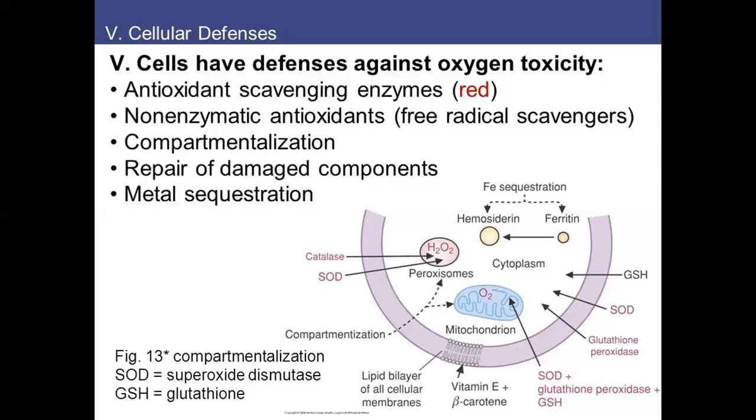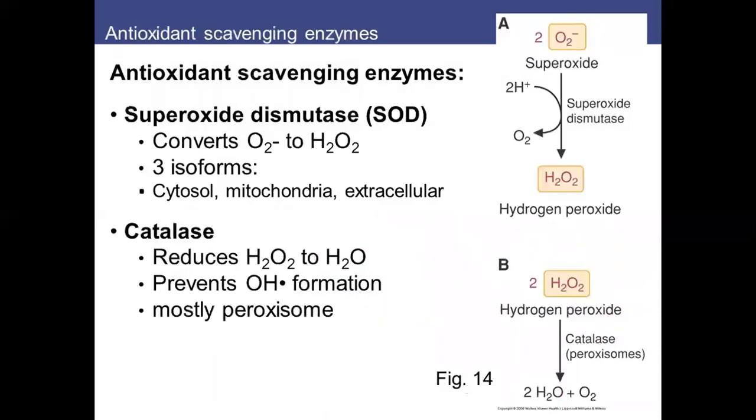We have also the mechanism of repairing damaged components. For example, the chaperones, if the proteins are misfolded, and there is the DNA repair mechanism if the DNA is damaged. Now we're going to talk about the first mechanism that the cell has to defend or to fight against the oxygen species, which is the antioxidant scavenging enzymes.